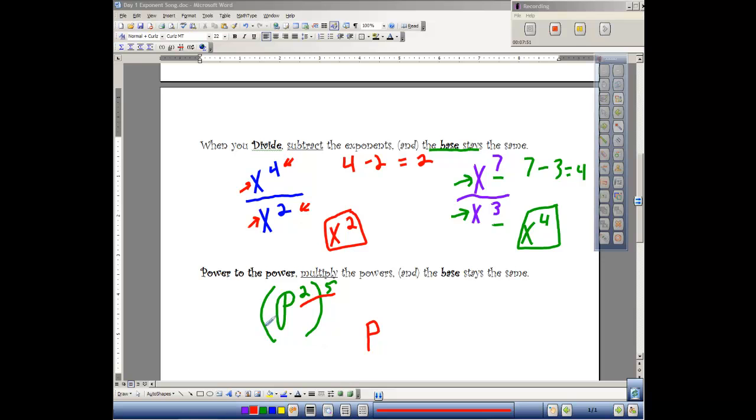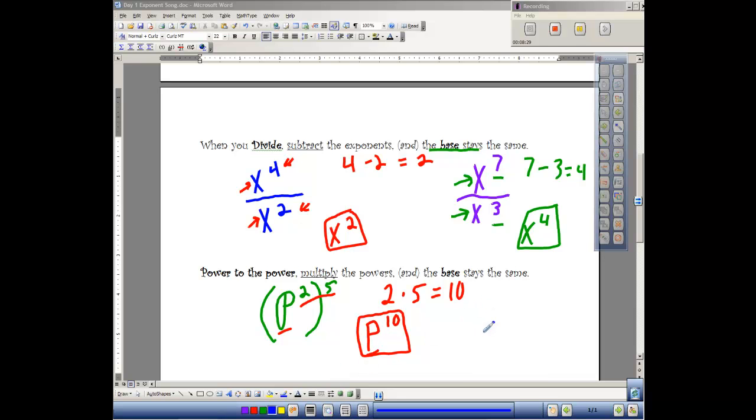That's a p. Okay? 2 times 5 equals 10. So my answer is p to the 10th power. That's it. That's all there is to it. Let's do another one.